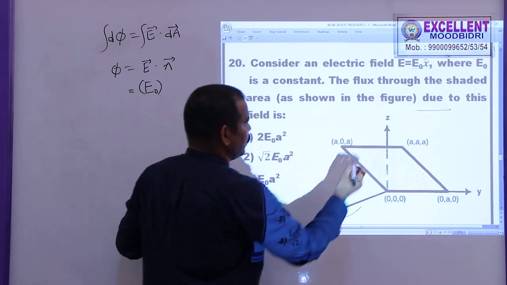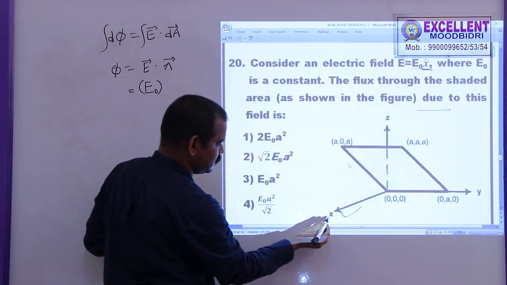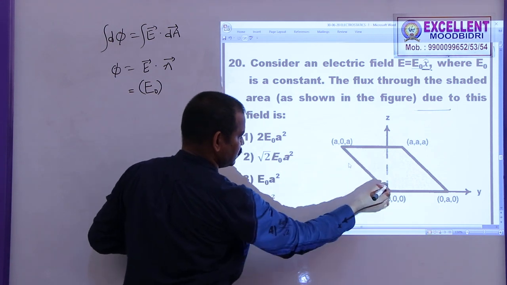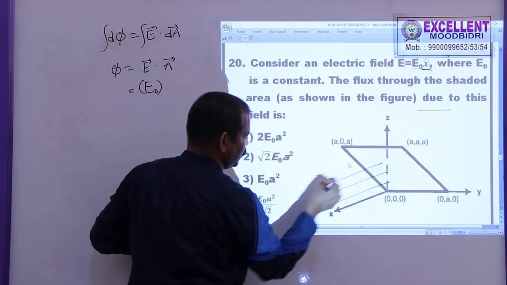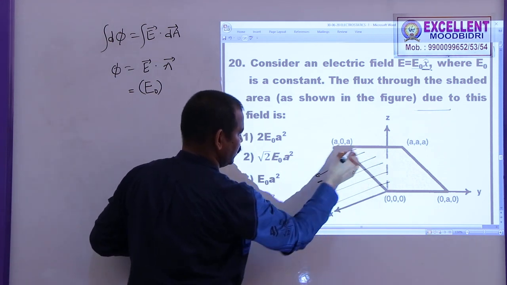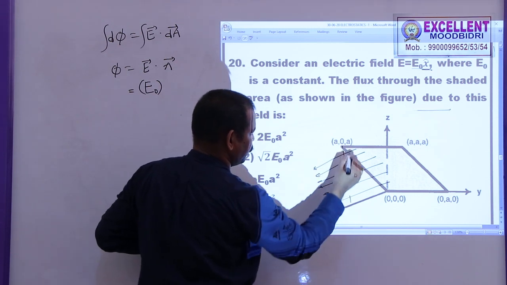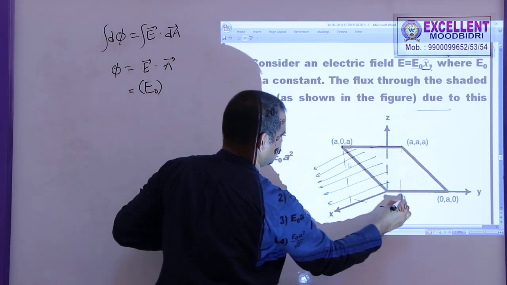You see the field is along the x axis. So this is the x axis, and the field is acting in this direction. So what is the area of this one? Here, if you want to find out the area, see this one.